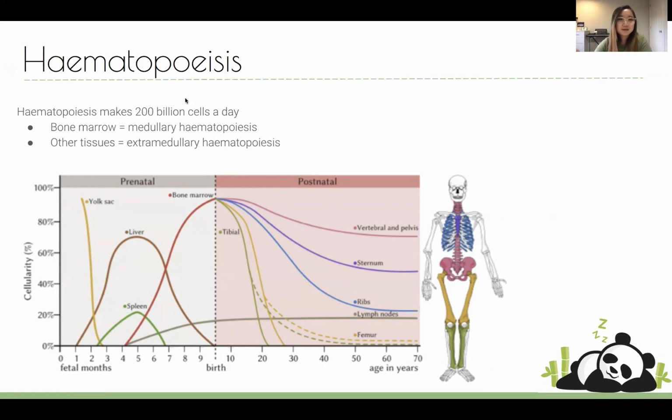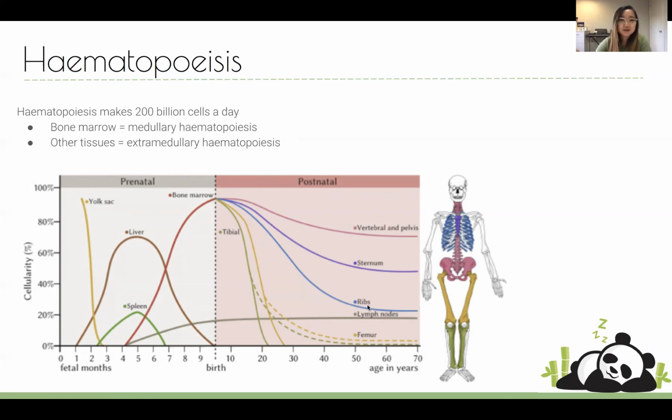So hematopoiesis is just how you make blood cells. You're making 200 billion cells a day, and when it's in the bone marrow, which is most of it once you're out of the womb, you call that medullary hematopoiesis. And medullary often just means bone marrow. If it's outside of the bone marrow, then it makes sense to call it extramedullary hematopoiesis.